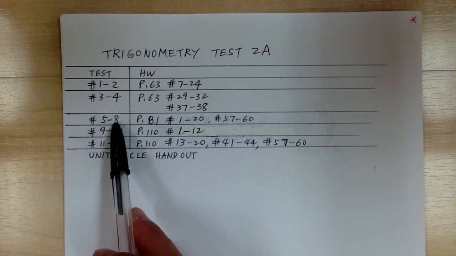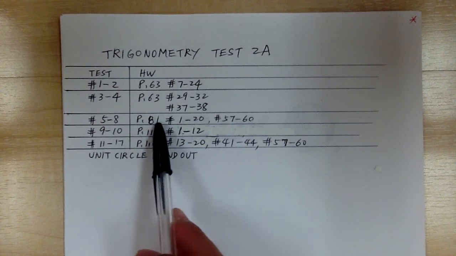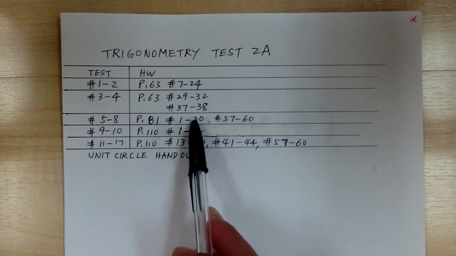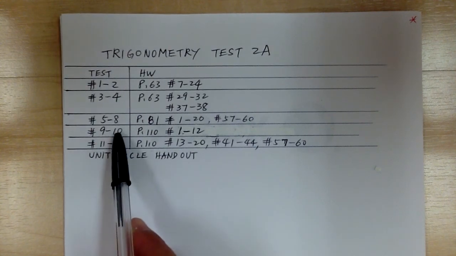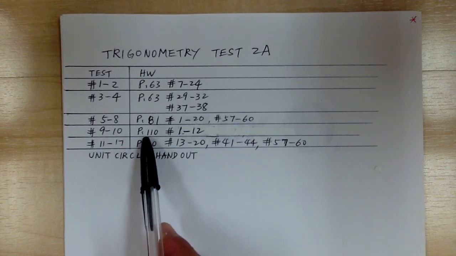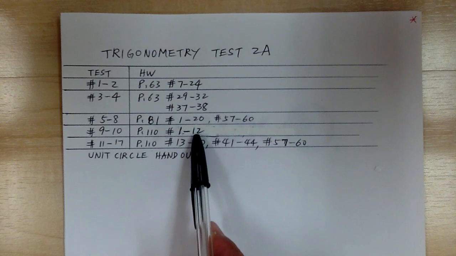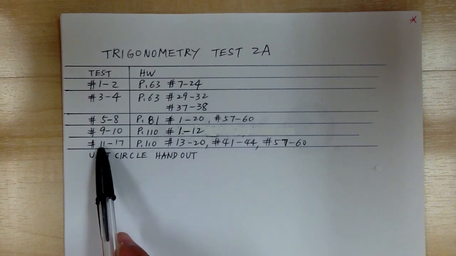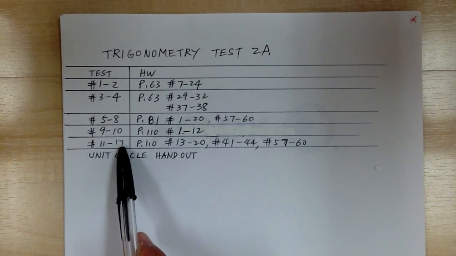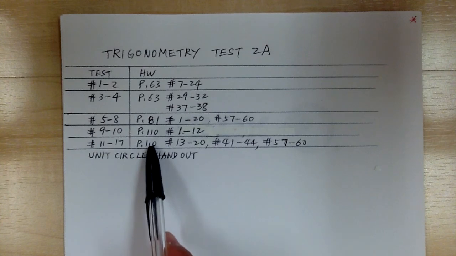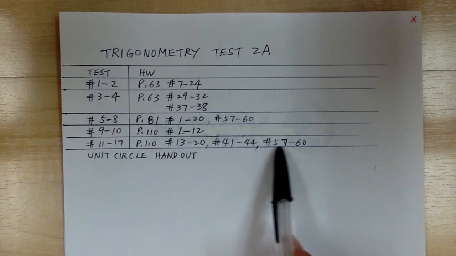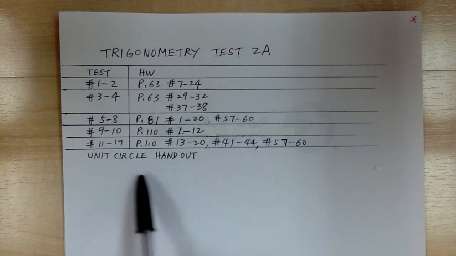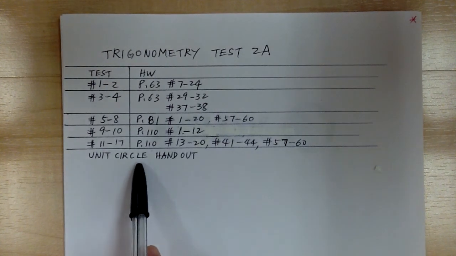Number 5 through 8 on the test would be similar to page 81, number 1 through 20, and 57 through 60. Number 9 and 10 on the test would be similar to page 110, number 1 through 12. And number 11 through 17 on the test would be similar to page 110, 13 through 20, 41 through 44, 57 through 60. And you also need to know the unit circle.